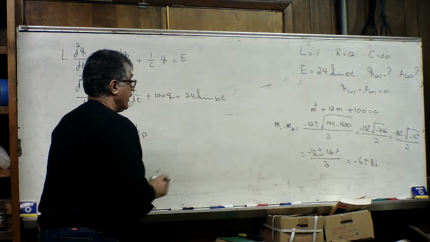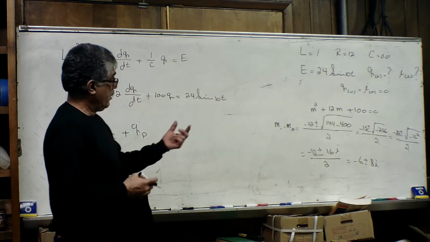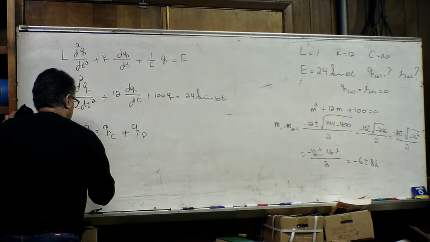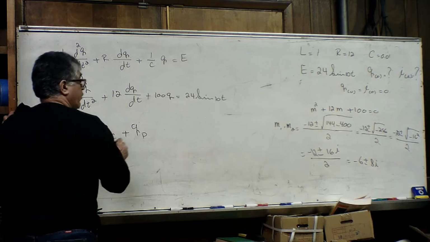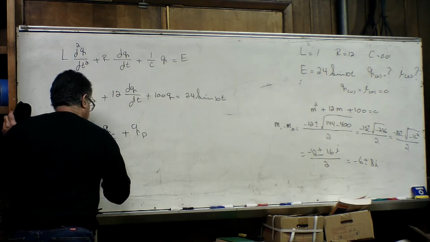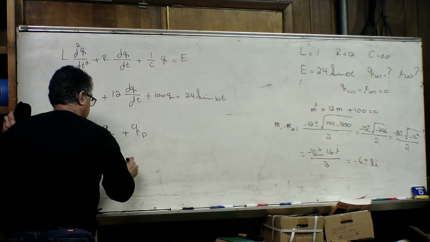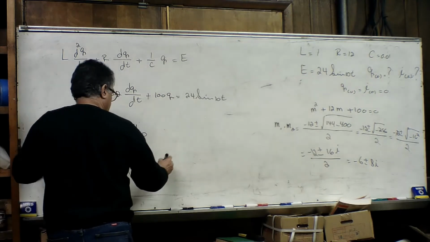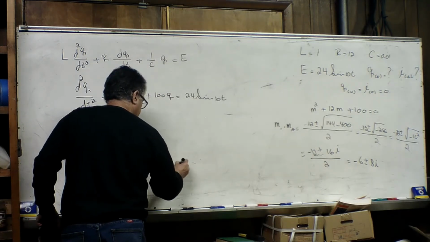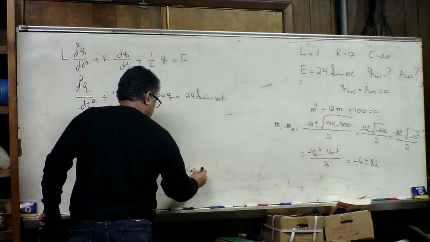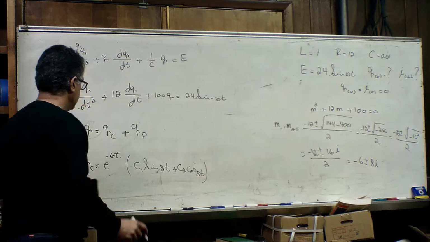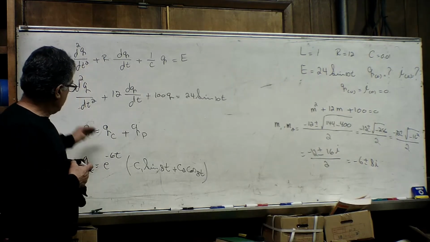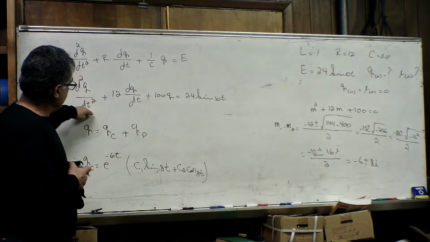So we know that the general solution for an answer like that will be our Qc equal to e to the power minus 6t multiplied by a constant c1 times sine of 8t plus c2 cosine of 8t. So this is the solution to the corresponding homogeneous portion of this equation.